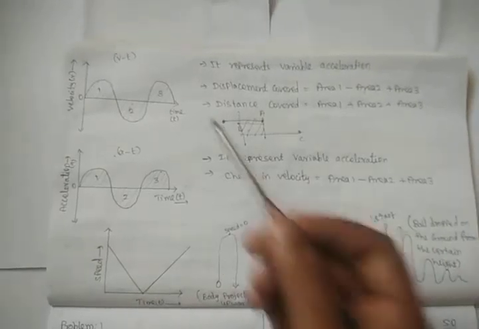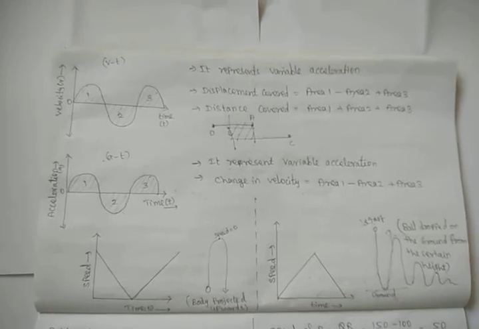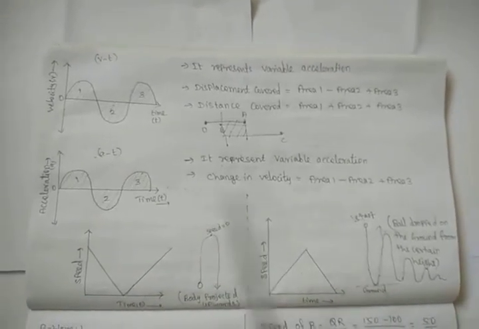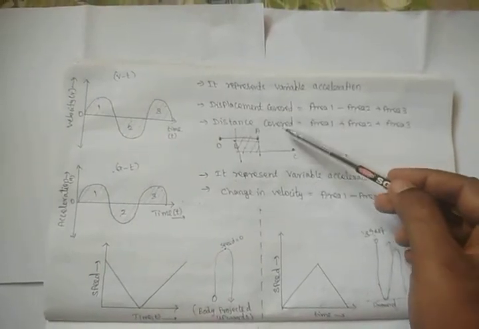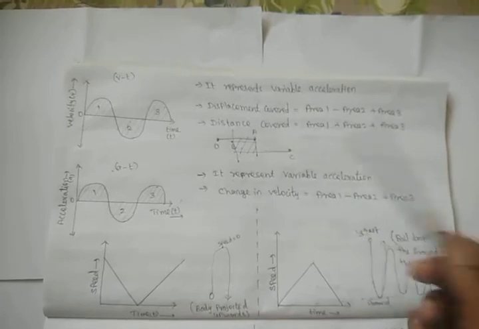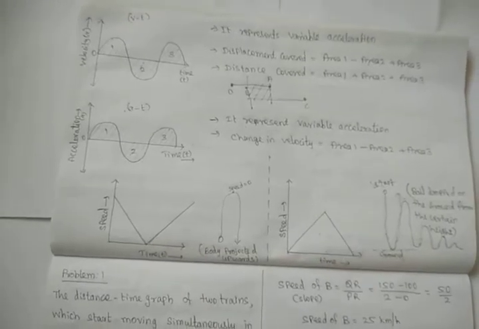Dear students, I will show this page very slowly for copying this. The first graph represents the variable acceleration with the velocity time graph. The second graph also represents the variable acceleration with the acceleration time graph. So in the first graph we calculated the displacement and the distance. Here we calculated the change in velocity. And finally we saw the speed time graph for two cases, when the ball is thrown upward and when the ball is dropped from a certain height.